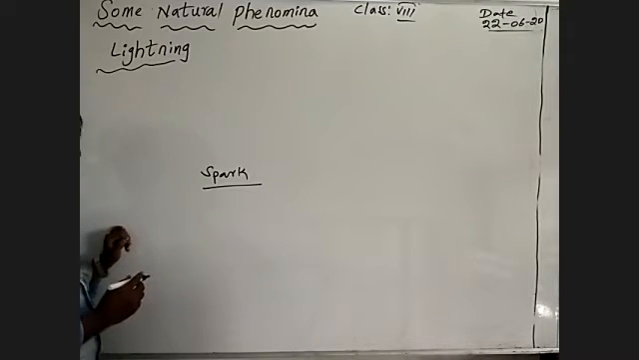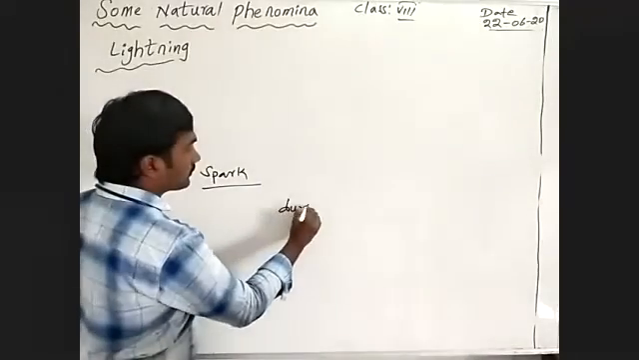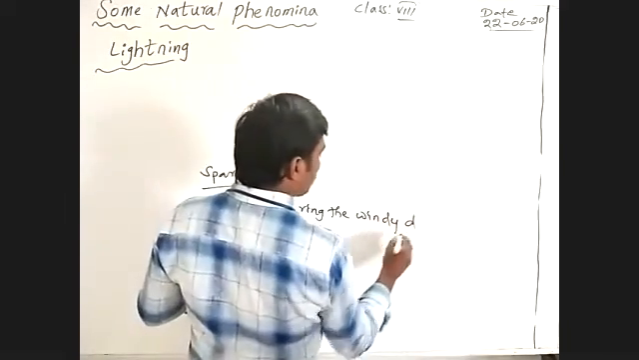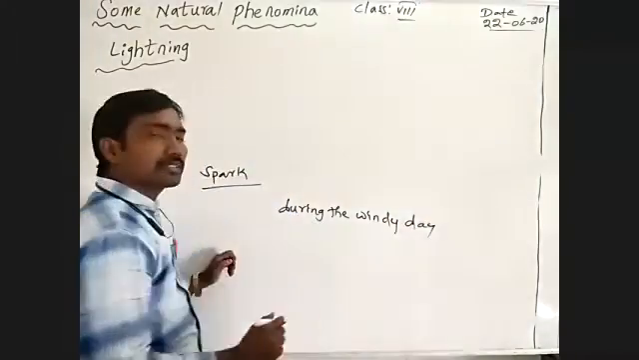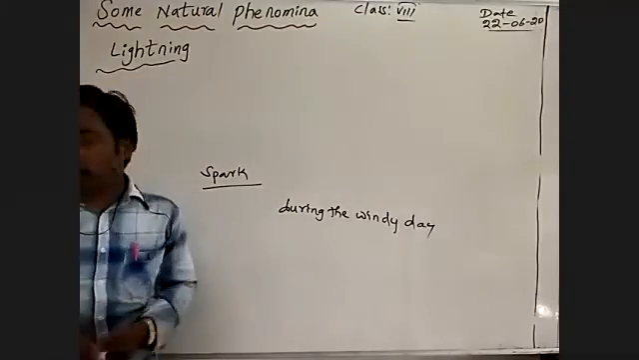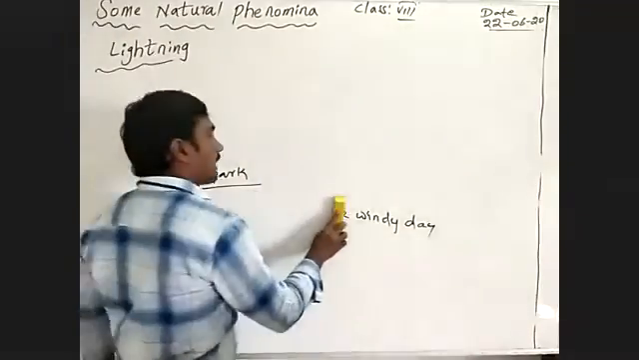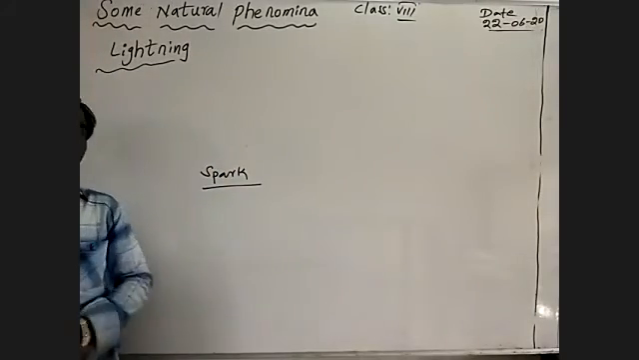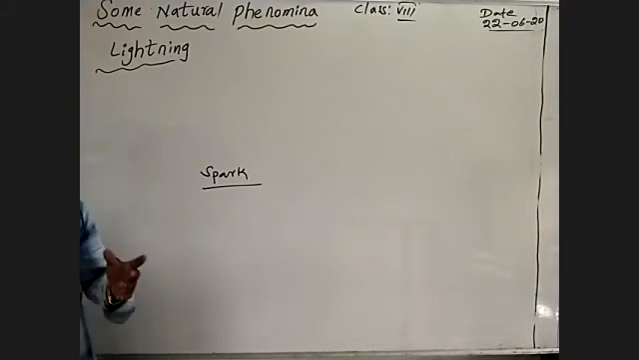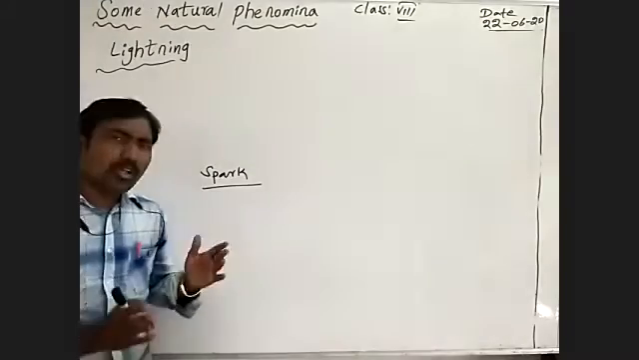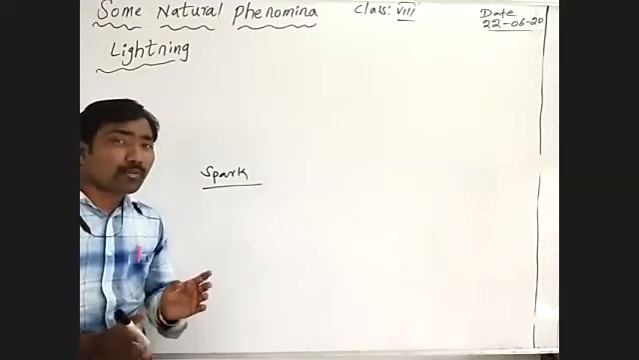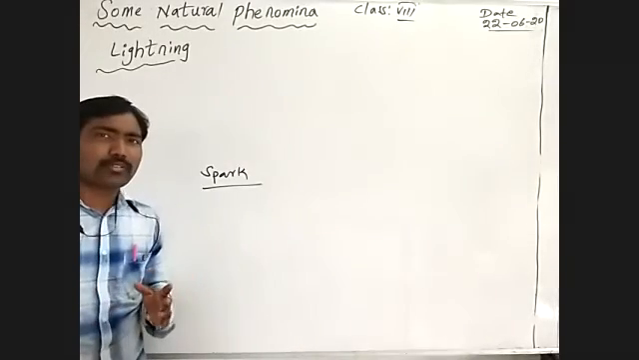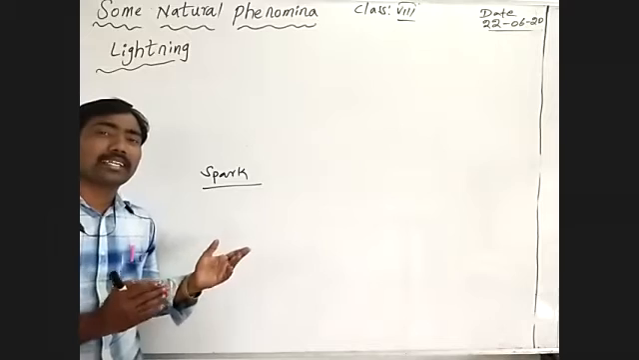During a windy day, a windy day means a particular day when more wind is passing. At that time, standing far from the electric poles, we may observe the two live wires. Why am I saying live wires? Because live means having life. Those wires have electric current inside.